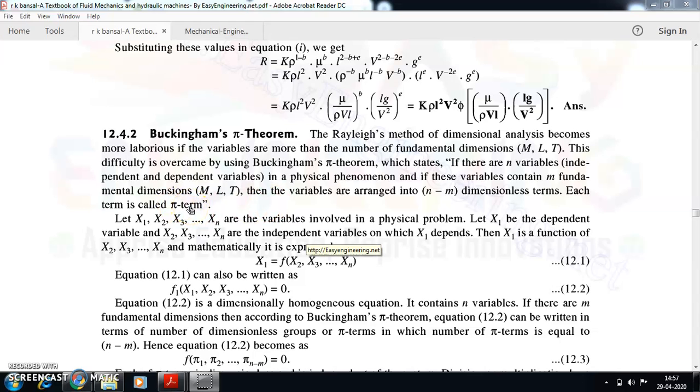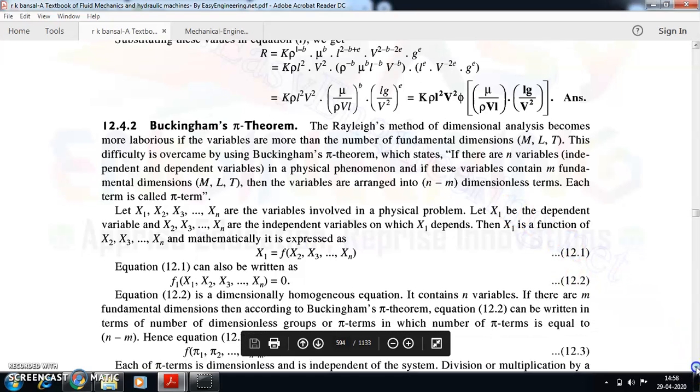See, this is why it is called Buckingham theorem. We define something called a phi term, which is dimensionless, and the number of phi terms is equal to n minus m. Now what is n? n is the number of variables in the process, and m is the number of fundamental dimensions of those variables. So n minus m is equal to the number of pi terms. This is a very important statement of Buckingham theorem.